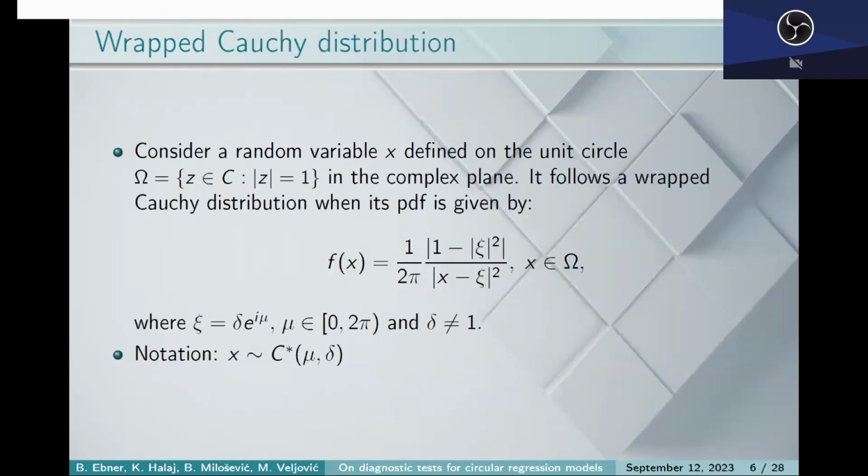Now we will move on to the probability model of angular errors. Let's consider a random variable x defined on the unit circle in the complex plane. If its probability density function is given by this expression, we can say that x has a wrapped Cauchy distribution with location parameter mu and concentration parameter delta.